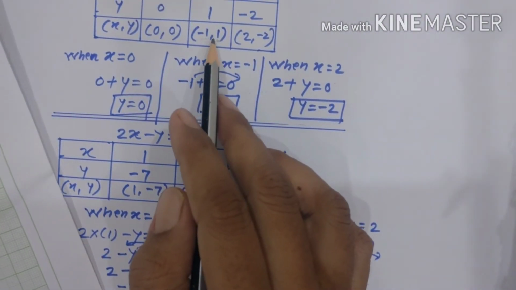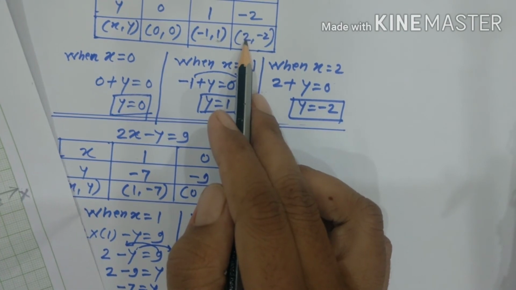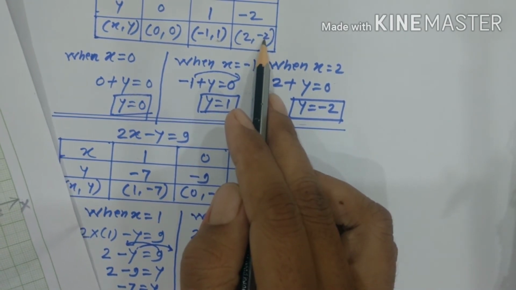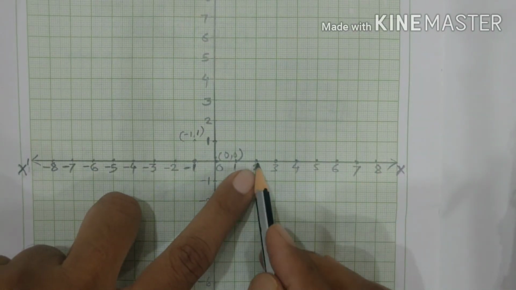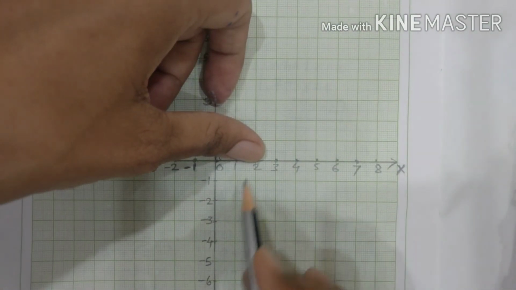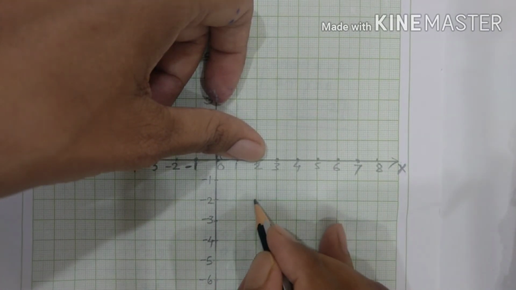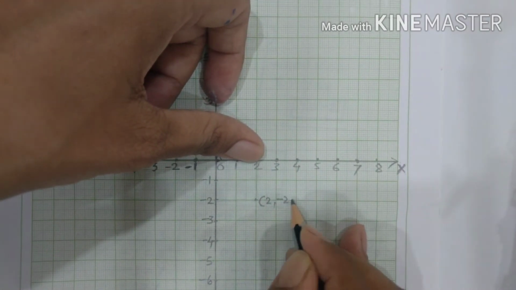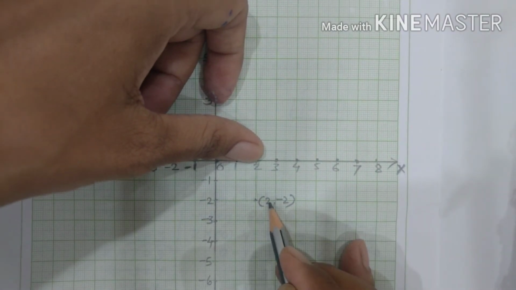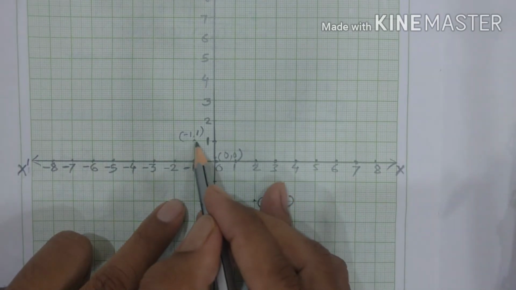Our third point is 2, minus 2. Coordinate of x is 2 and coordinate of y is minus 2. So here we get the point 2, minus 2. First value denotes the coordinate of x and second value denotes the coordinate of y. So here we get 3 points.